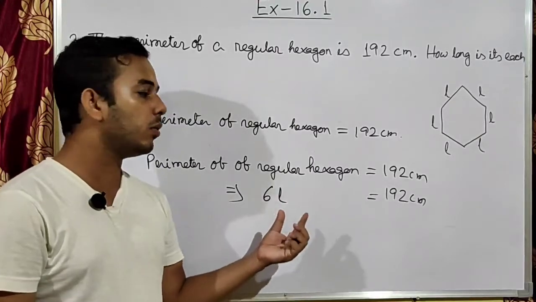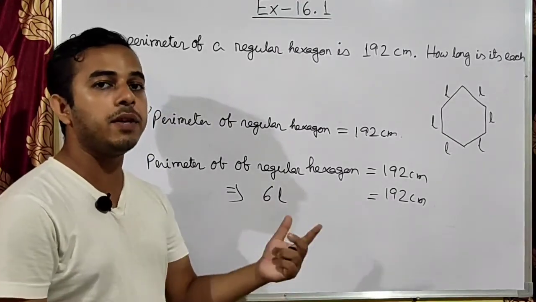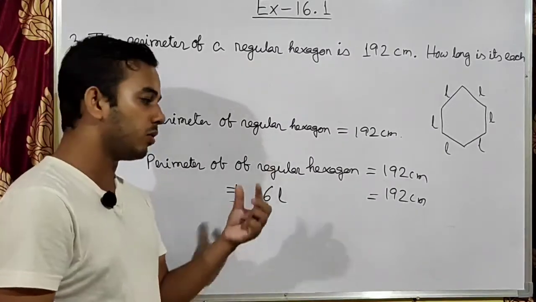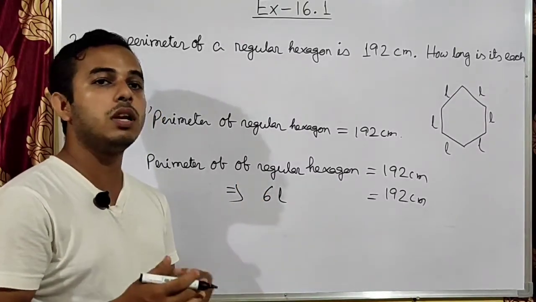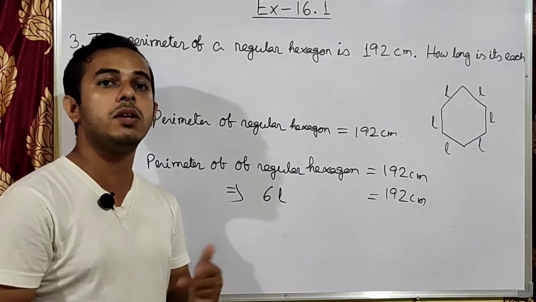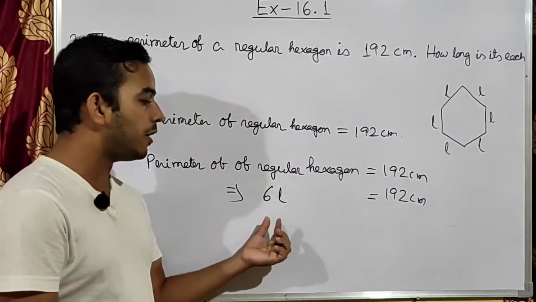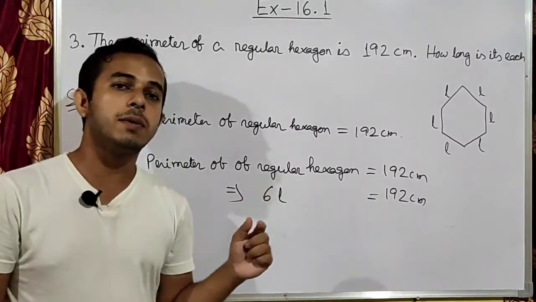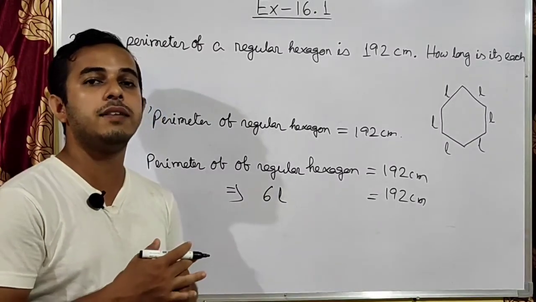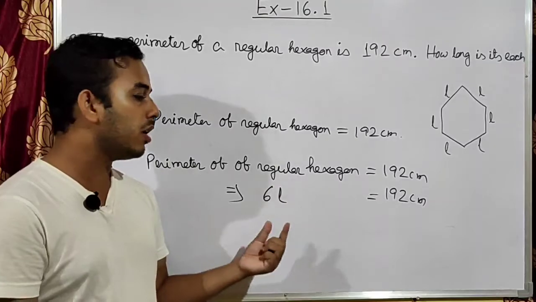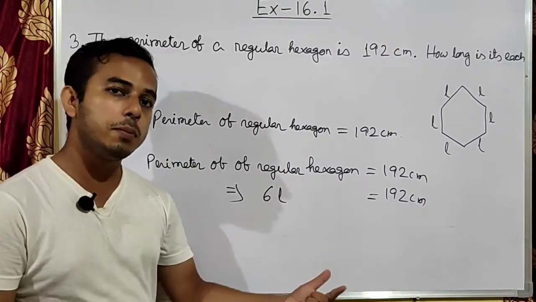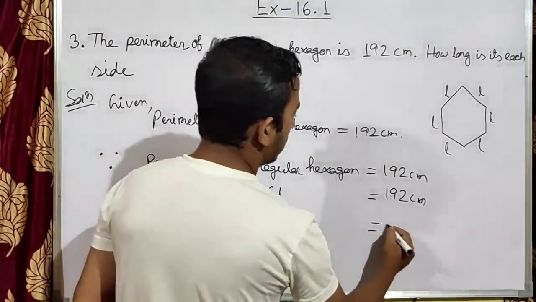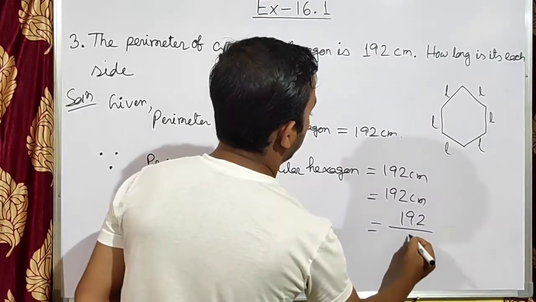So for finding L, we have to keep it on one side, and the remaining thing we have to move to the other side. Here the remaining thing is 6. Now look, 6 is in which relation with L? Either 6 is multiplied or divided, or it is added or subtracted. It is multiplied with L, 6L, that means 6 times L. So when we change the side, if there is multiplication, it becomes division. This 6 will be divided. So let's write L equals 192 upon 6.